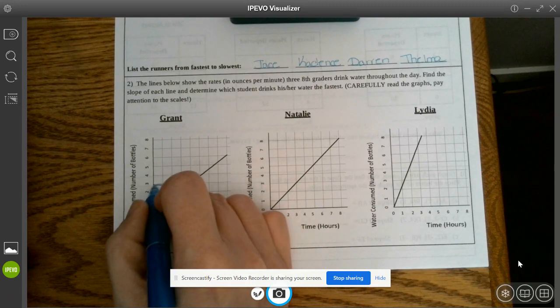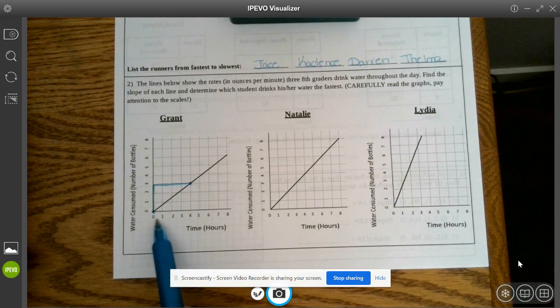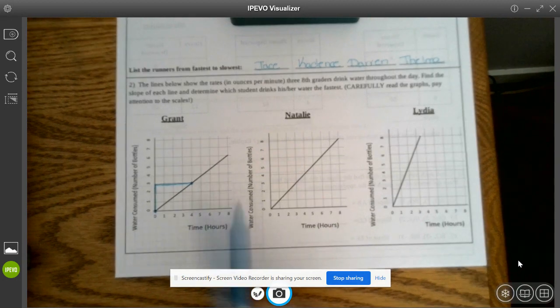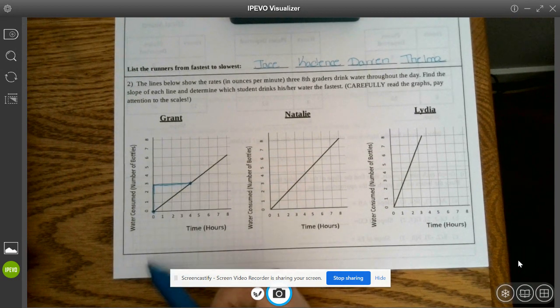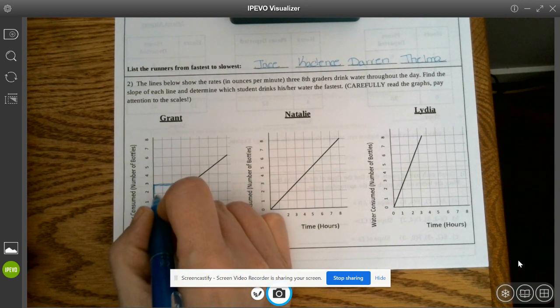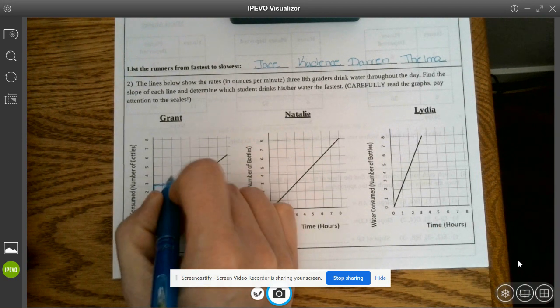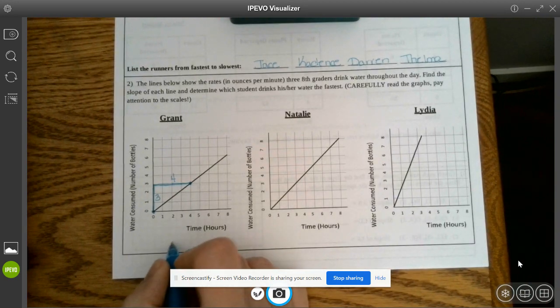And I'm going to count how many units up and how many units across I needed to go. I'm going to take note of our scale. We're counting by ones on both the X and Y axis. So I'm going to go up 1, 2, 3. And I'm going over 1, 2, 3, 4. So the slope of this line is going to be 3/4.